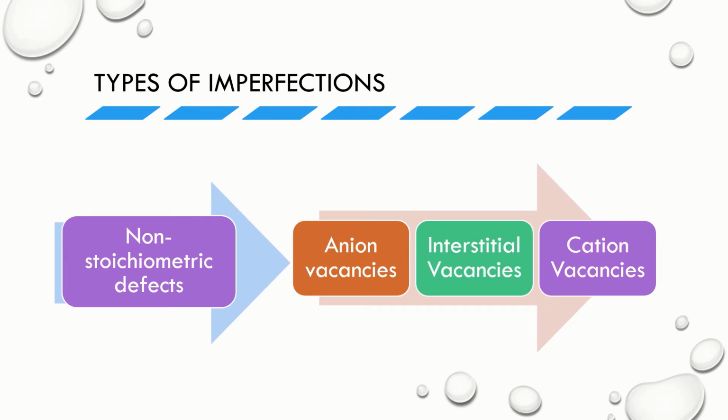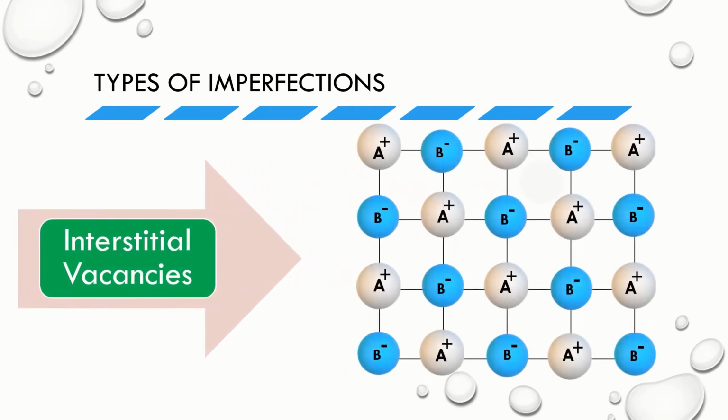Now, this defect is similar to Schottky defect, and it is also found in crystals having Schottky defects. Now, when we talk about these interstitial vacancies, the metal excess may also be caused by an extra cation occupying the interstitial site. Here, the electrical neutrality is maintained by an electron present in the other interstitial site. This defect is similar to Frenkel defect, and it is also found in crystals having Frenkel defects.